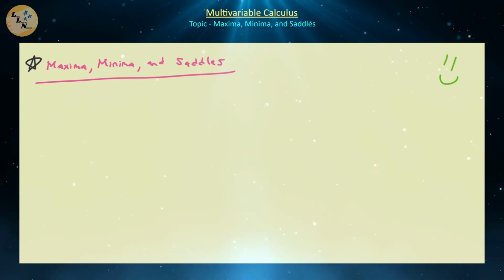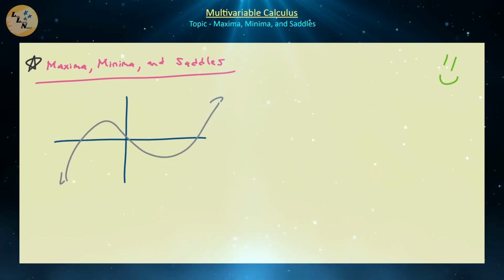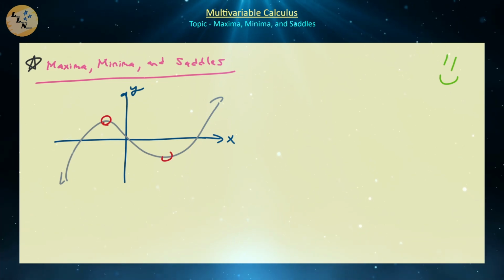Let's first do a quick overview of some of the basic principles that you should already know from single variable calculus. Let's assume that we have a function that's continuous and differentiable on the interval from minus infinity to infinity. From this picture you should be able to see that we do have one local maxima and one local minima located at those circled points there.